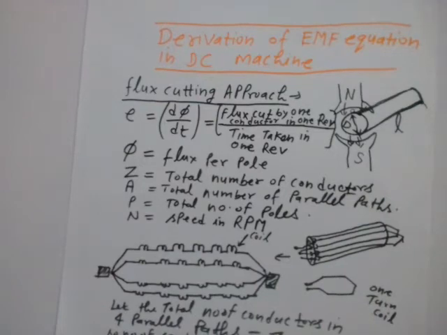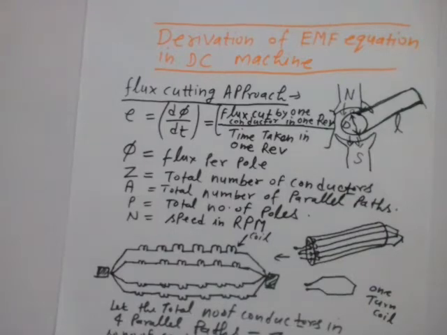If there are a total of A parallel paths, then you should divide by A. For the generalized expression, you should write Z by A, where Z is the total number of conductors arranged in a number of parallel paths. So I have written the number of conductors per parallel path will be Z by A, right? You understand this much?